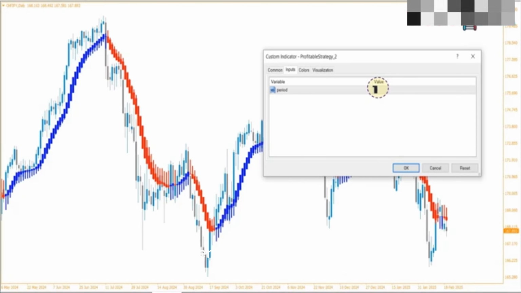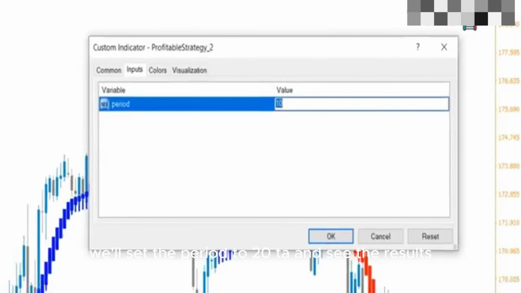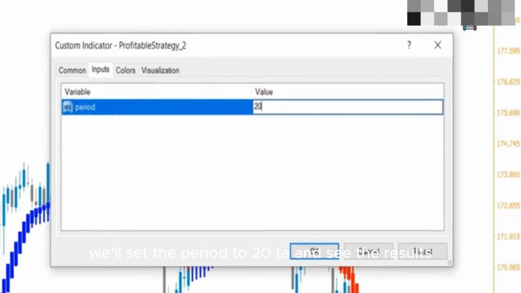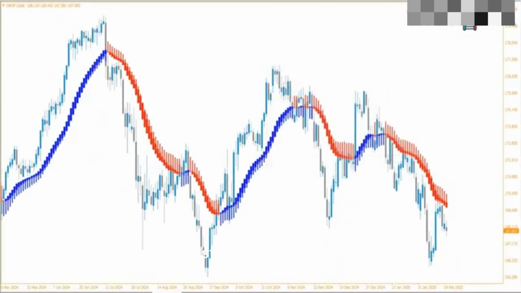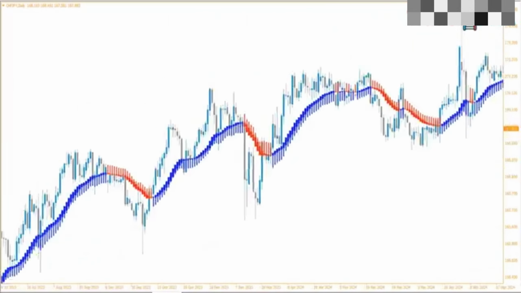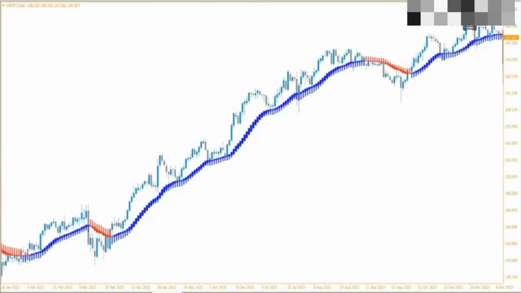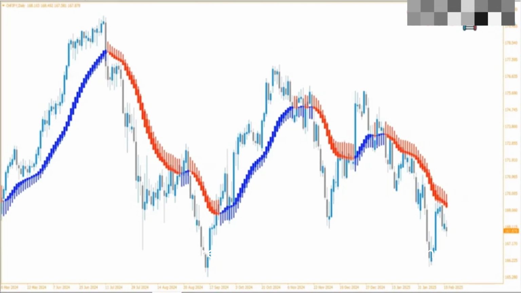But here's where it gets even more powerful. Increase the period and suddenly it transforms. Now it acts as both the Heiken Ashi indicator and a moving average, giving you a deeper, more reliable trend analysis. Let's put this to the test. We'll set the period to 20 and see the result. And just like that, you can instantly spot market trends with incredible accuracy. It's like having a roadmap to profit right on your screen.